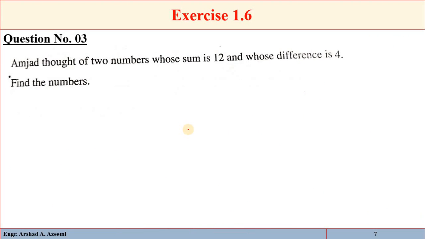Now we have the real life problem. Amjad thought of two numbers whose sum is 12 and whose difference is 4. Let one number be x and the other number be y. The condition is: the sum is 12, so x plus y is equal to 12, and the difference is 4, so x minus y is equal to 4.